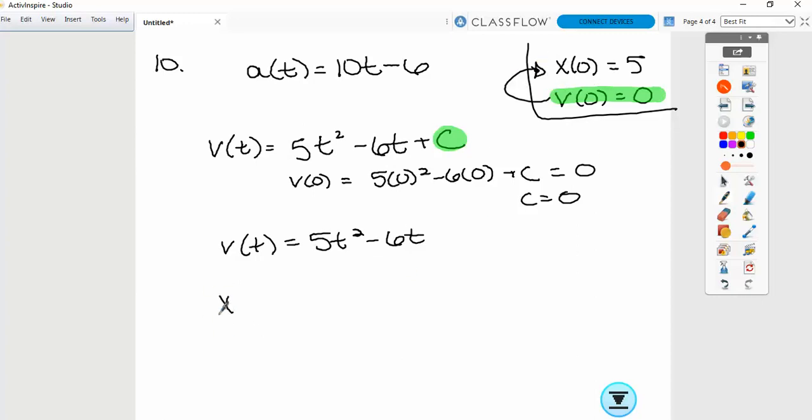Now we need position, so we have to do the antiderivative again. So this would be t cubed. So you need a 1/3 in front times our 5 is 5/3, minus, this would have to be a t squared, so 1/2 in front times 6 is 3, plus a constant. I'm going to use k just because I've already used c in this problem. So now we need to find this constant. So here is the information we will use.